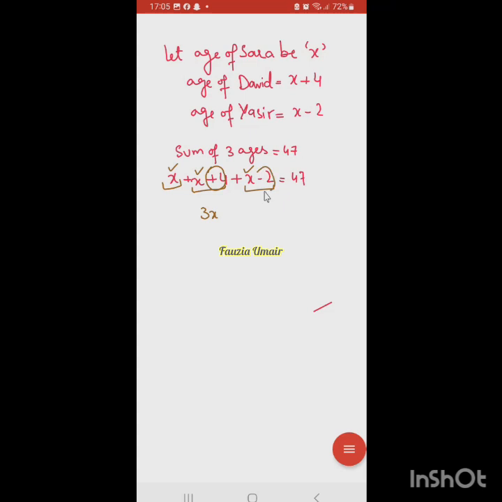Unlike integers, yes? So we do subtraction. So 4 minus 2 is 2, and the sign of the bigger number comes: plus 2, is equal to 47. When the integers are unlike, we subtract the numbers, and the sign of the bigger number comes. Do you understand? Yes, ma'am. So now this plus 2 we will take to the other side of the equation. So this will be 47 minus 2.